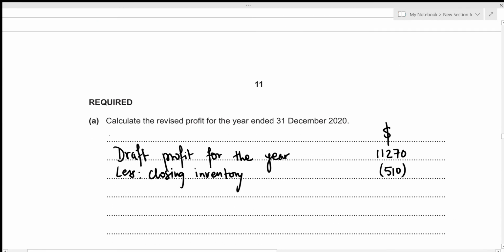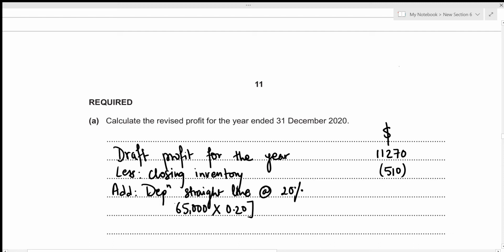Let's do that first. So we're going to add the depreciation, straight line method at 20%. So the depreciation amount is just going to be the cost of the non-current asset, which is 65,000, and we just multiply it with 20%, which can be written as 0.20. So the depreciation under the straight line is going to be 13,000. Now we need to find the actual depreciation under the reducing balance method at 20%, which should have been charged. So when charging a depreciation, we always subtract it in order to calculate the profit. So we're going to subtract the depreciation now under the reducing balance method. And this is also charged at 20% per annum.